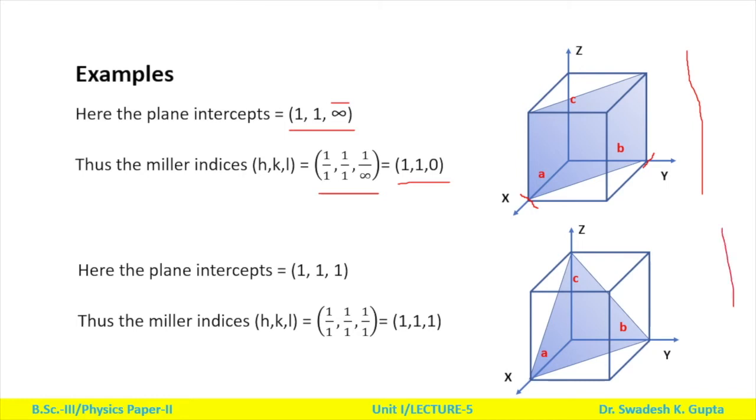Coming to the second example, here we have x equal to 1, y 1 and z 1, because it has the intercepts 1, 1, 1. Now again if we invert these numbers, we will get the hkl as 1, 1 and 1. In this way you can obtain the Miller indices for each plane.